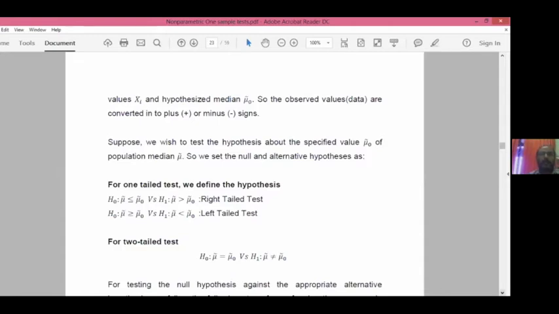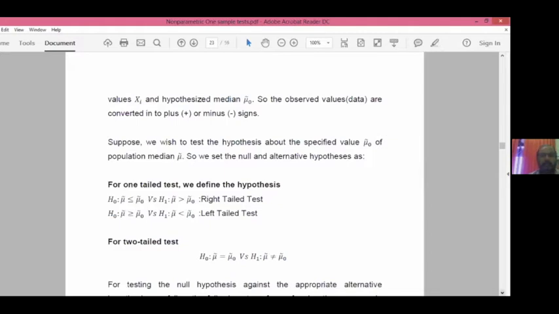Suppose we wish to test a hypothesis about a specific value mu naught curl of the population median mu curl. So we set the null and alternative hypotheses. For a one-tail test, we define H0: mu curl is less than or equal to mu naught, versus the alternative hypothesis H1: mu curl is greater than mu naught. That is the right tail test. The left tail test is H0: mu curl is greater than or equal to mu naught, versus H1: mu curl is less than mu naught curl.